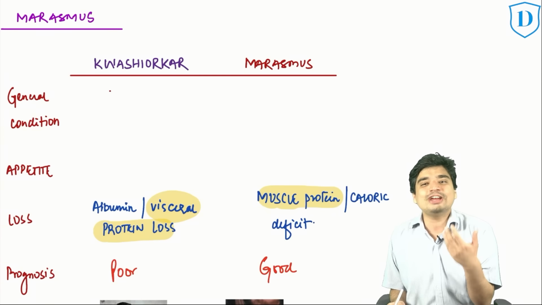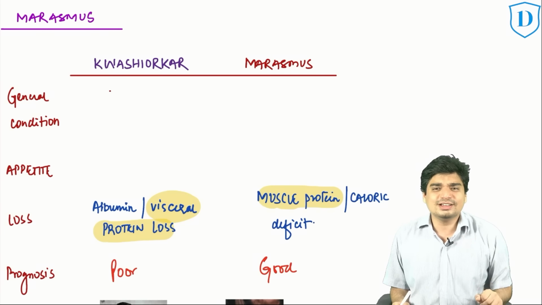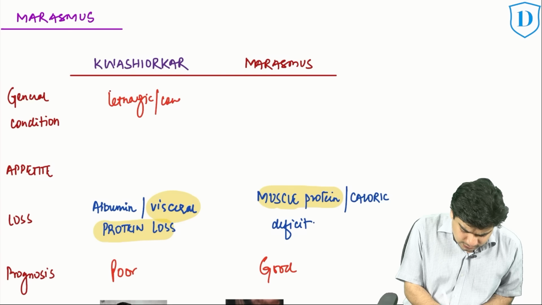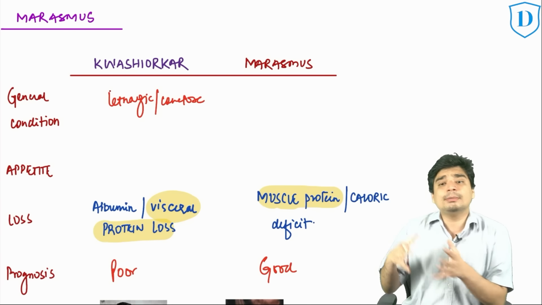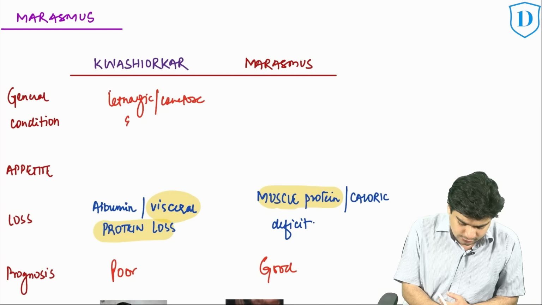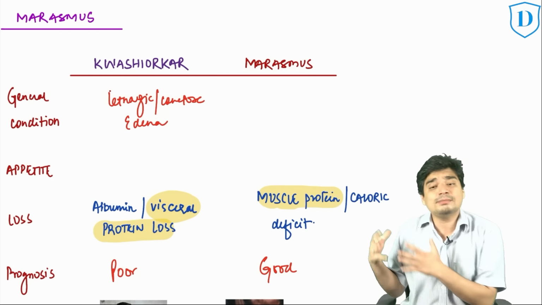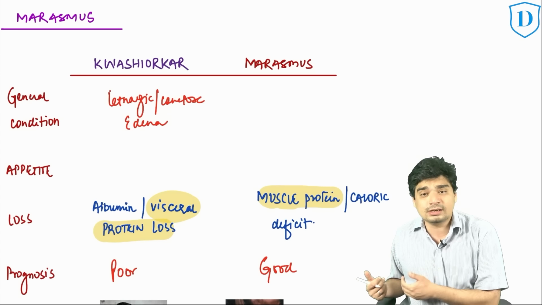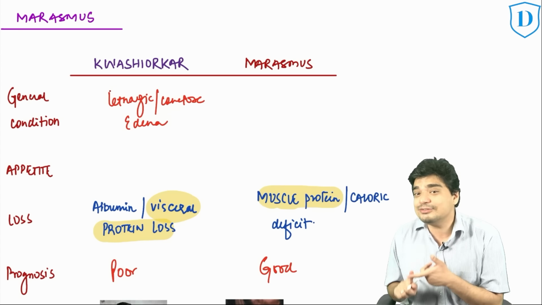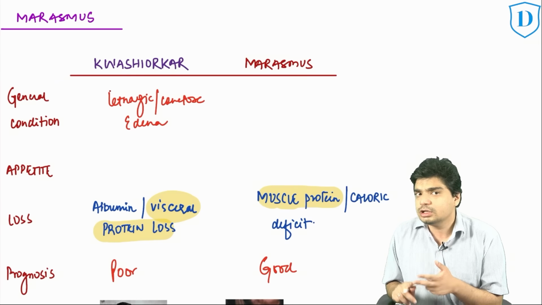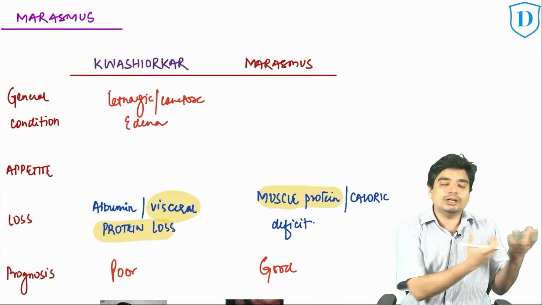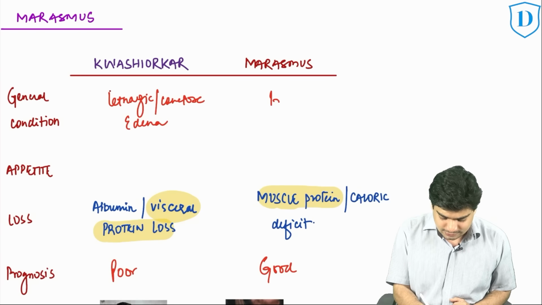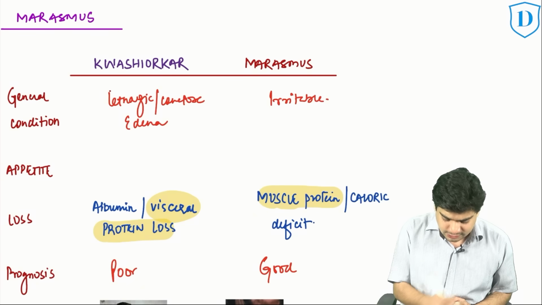In Kwashiorkor, how will the child look? He'll be very lethargic. General condition of the child, he'll be lethargic, he'll be comatose. And because he has lost albumin, obviously he'll be edematous. Well, what's going to happen in marasmus? The child has lost muscle protein, but he still has the visceral protein, he still has the neurotransmitters. So general condition wise, because he's not taking any food, now he's irritable. He wants food. That's why the child in marasmus is irritable.